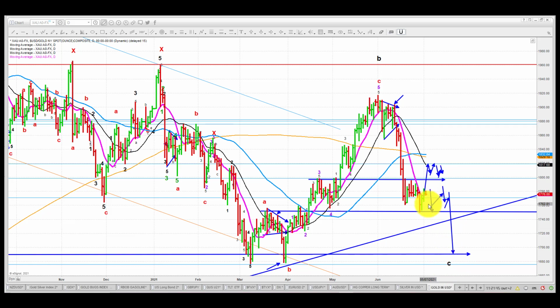Okay, we also here can discuss a possibility of a shoulder, head, shoulder, nothing really perfect, but you've got the skeletal shape of this, and that will basically project a break easily of 1680.